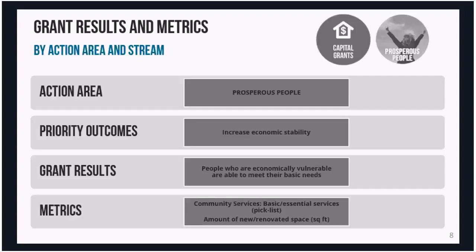We know that applicants often struggle between basic needs and access to service grant results, but as long as the intent of the capital project is focused on meeting basic needs, it is acceptable in this case.